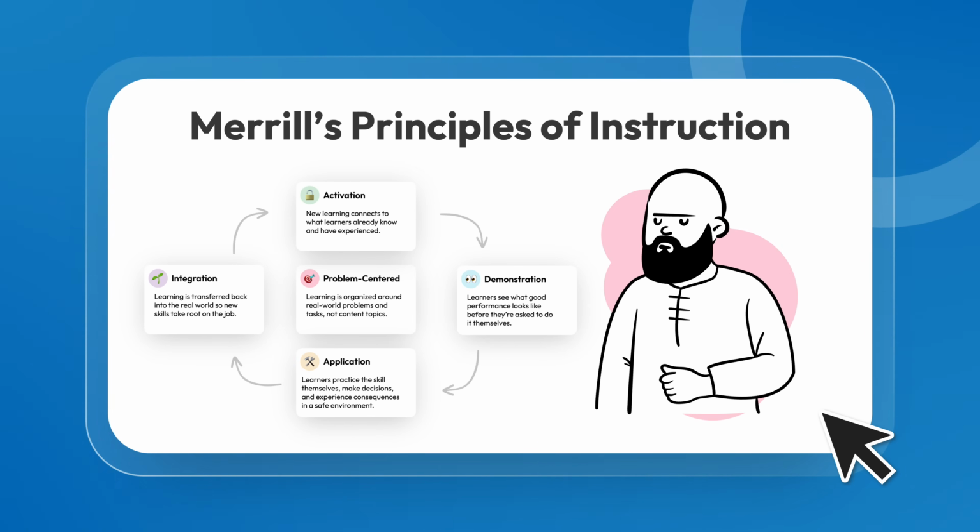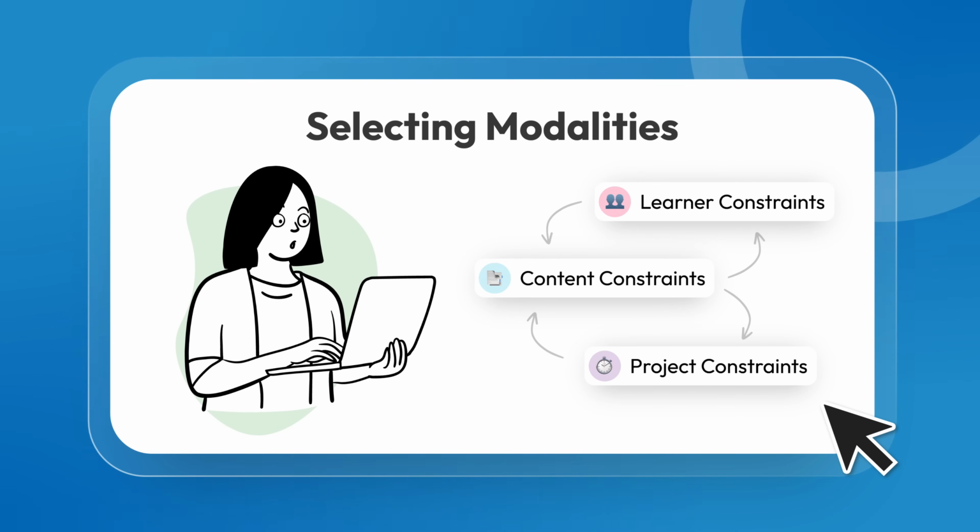Now, once the objectives were written, we used Merrill's principles of instruction to evaluate whether the overall solution was actually well designed. 5 principles: problem-centered, activation, demonstration, application, and integration, not as a checklist, but as a design lens. From there, we got real about modality decisions because in the real world, you're never choosing modalities in a vacuum. We looked at how learner constraints, content constraints, and project constraints all shape what's actually possible.